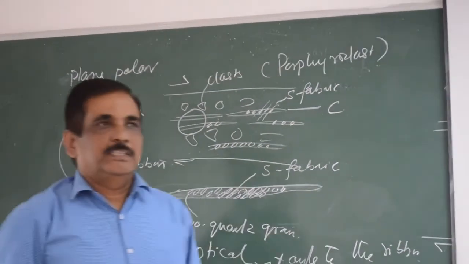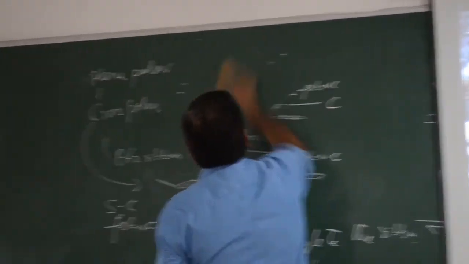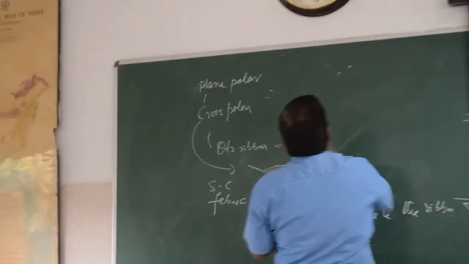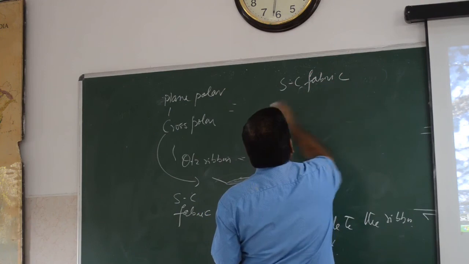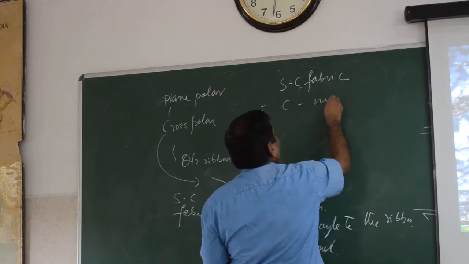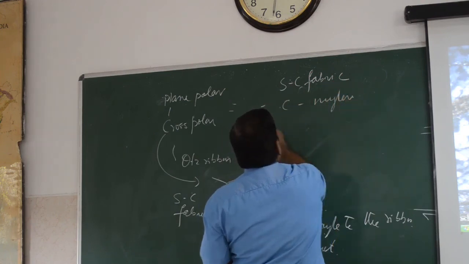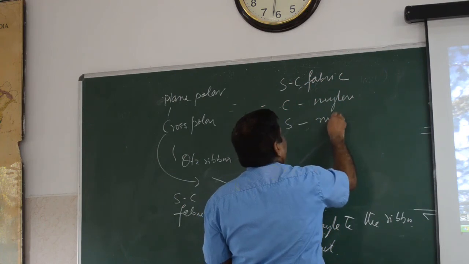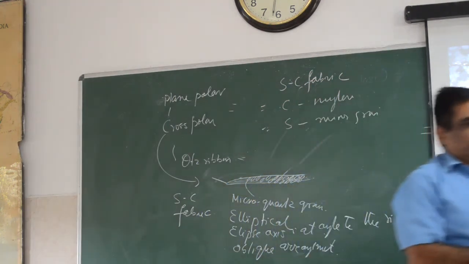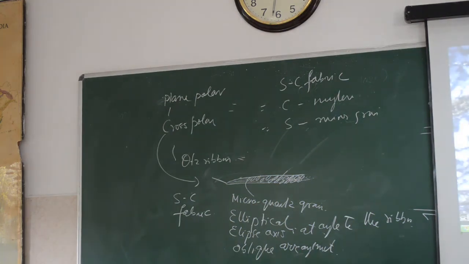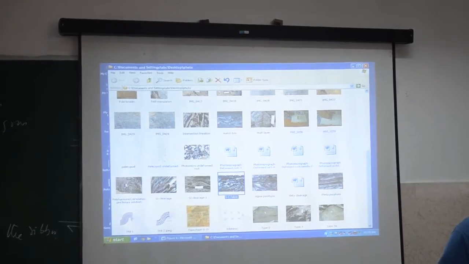Understood this part? So suppose the question comes, what is SC fabric? Define what is SC fabric. C is the mylonitic foliation. Then S fabric is the minor grains. Like this you define. Draw a sketch. I'll show you some other slide, so that things will be further clear.